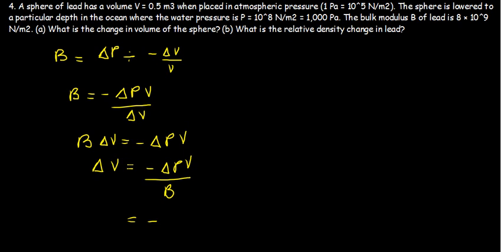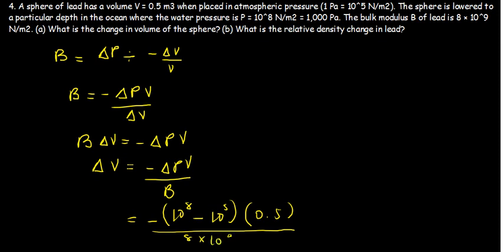So it is lowered to a particular depth in the water where the pressure is this. So we are going to use the pressure in SI unit, that is Newton per meter squared. So that is 10 to the power 8, and then we remove the initial pressure, which was not in pascals, but in Newton per meter squared. So that is 10 to the power 5. And then we multiply by the initial volume, that is 0.5. And then we are going to divide by the bulk modulus, which has been given there as 8 times 10 to the power 9.